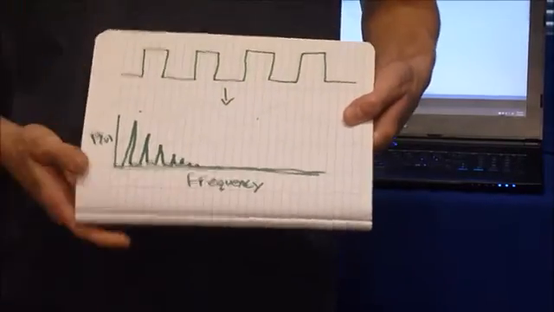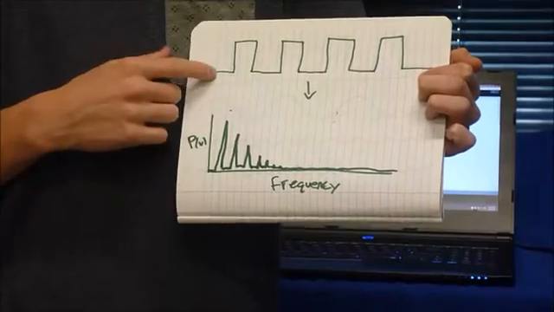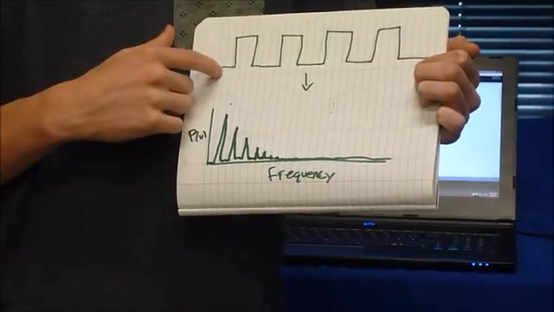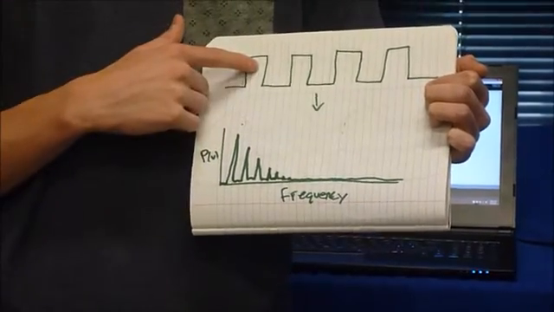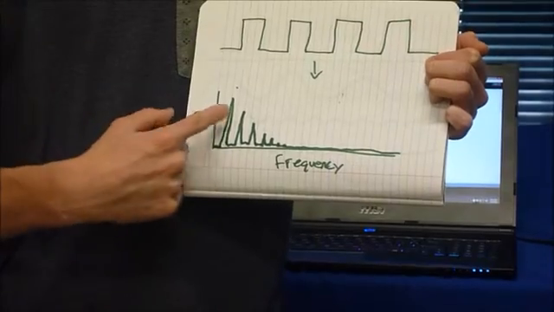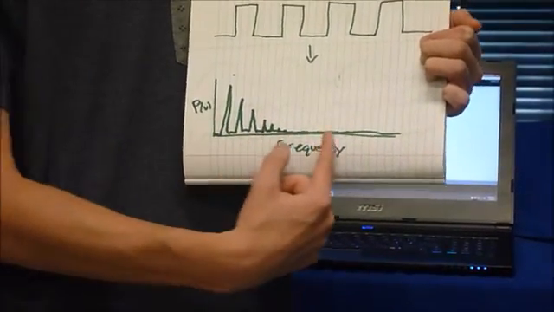Now another application of the FFT is when you're looking at a square wave. So this square wave here, when converted to an FFT, would look something like this, with lots of peaks that slowly decrease in magnitude as you go along the frequency domain.